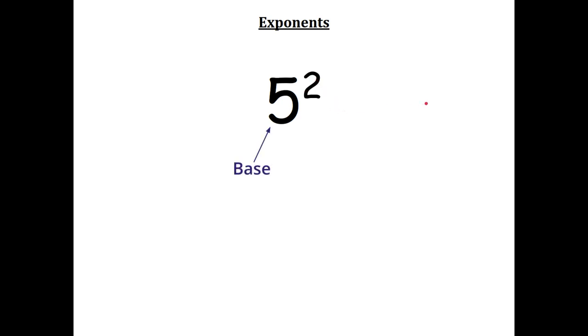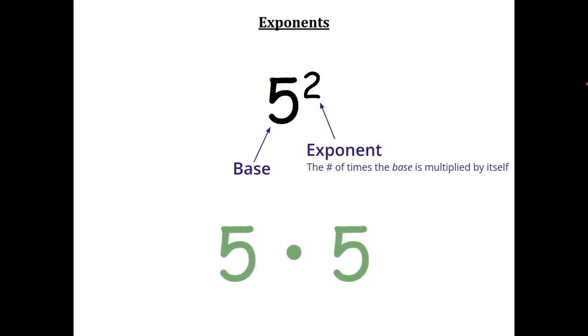The 5 over here is called the base. That's the bigger number, called the base. And the little number up top that's above it is called the exponent. Now, the exponent means the number of times the base is multiplied by itself. So over here we have 5, and then you have this little 2. That means you multiply 5 by itself twice. So it's 5 times 5, and 5 times 5 is 25.